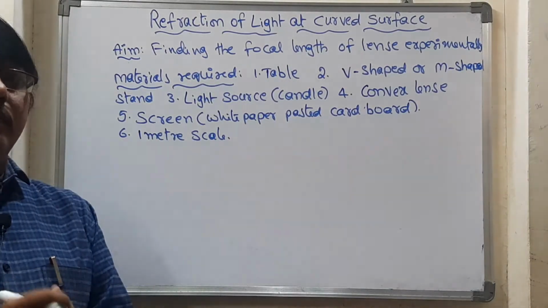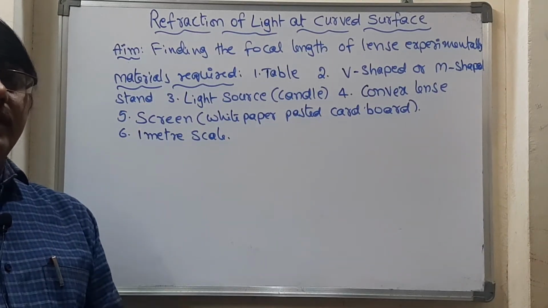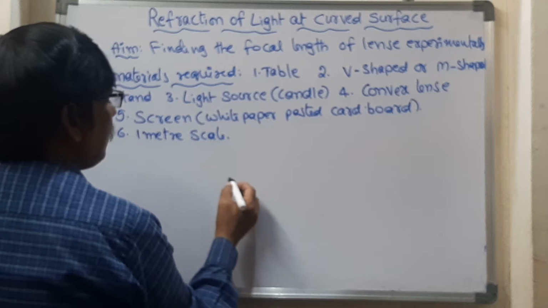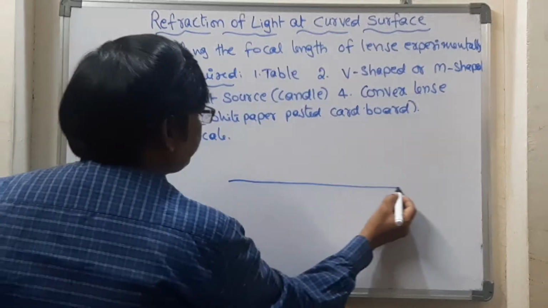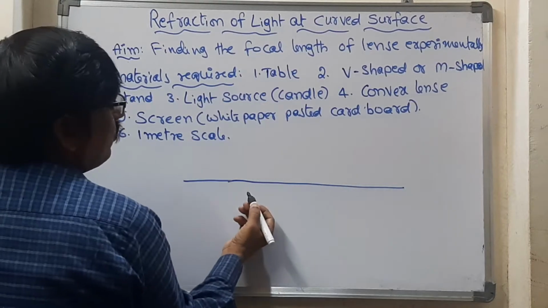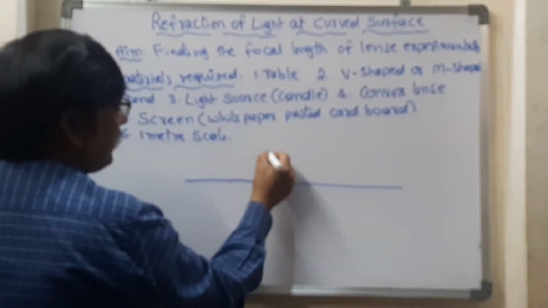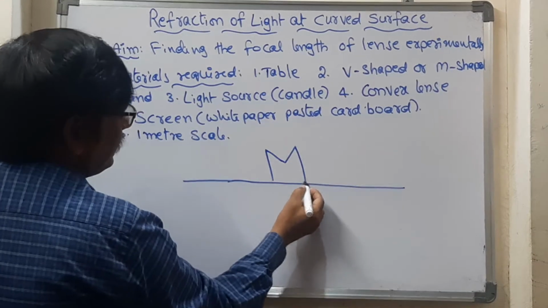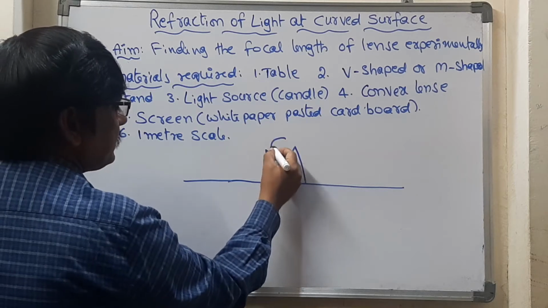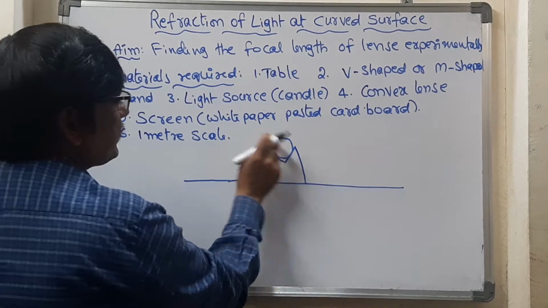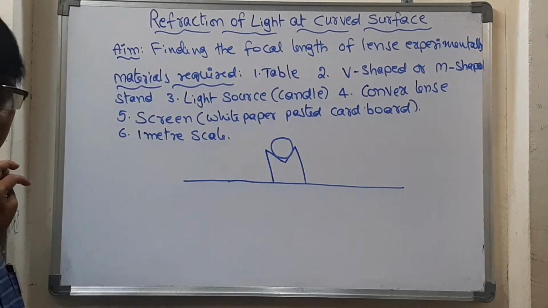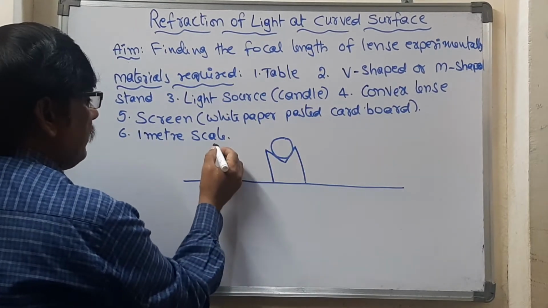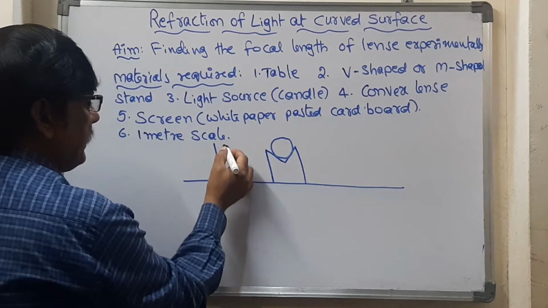So what is the procedure? The procedure we will discuss by means of a neat sketch. First of all, we have taken one table, so now let us assume that this is a table. On this table, what do we have to do first? First of all we have to take a V-shaped or M-shaped stand. On that stand we have to place a convex lens whose focal length we have to find out. And on the left side of the lens, let us place one candle.